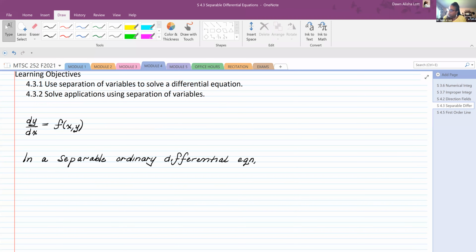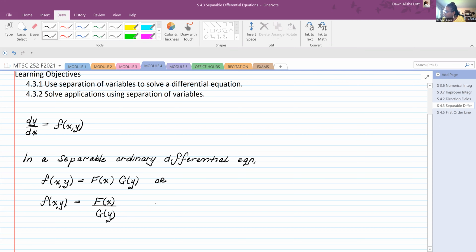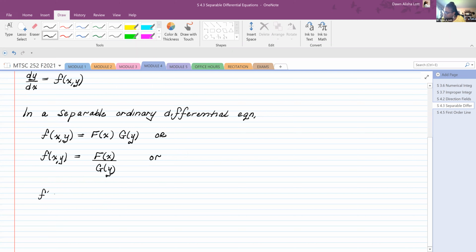f of x, y has a certain form. f of x, y either looks like f of x times g of y, or f of x, y looks like f of x over g of y, or f of x, y looks like g of y over f of x.